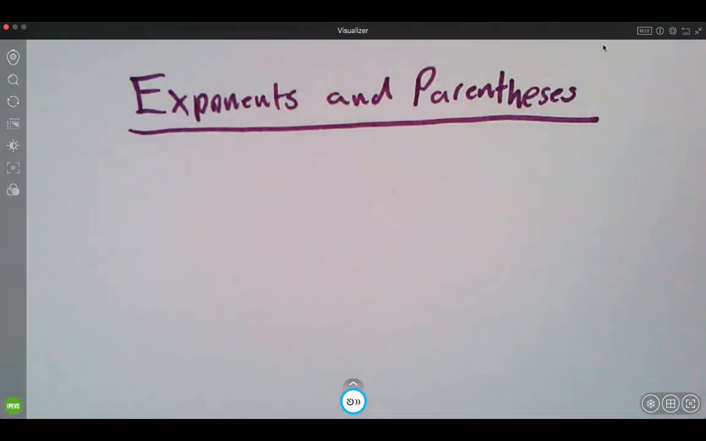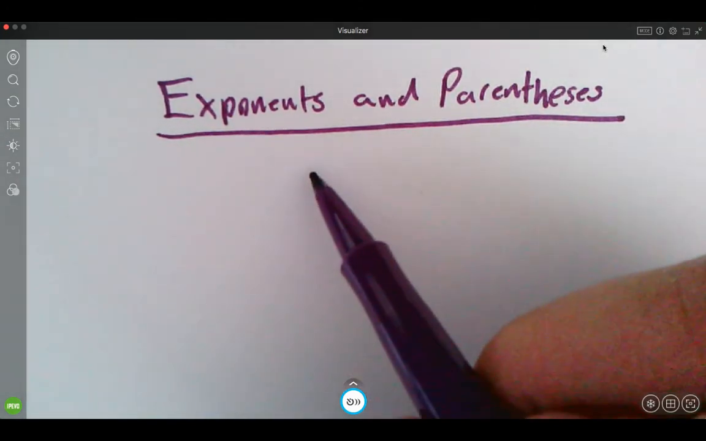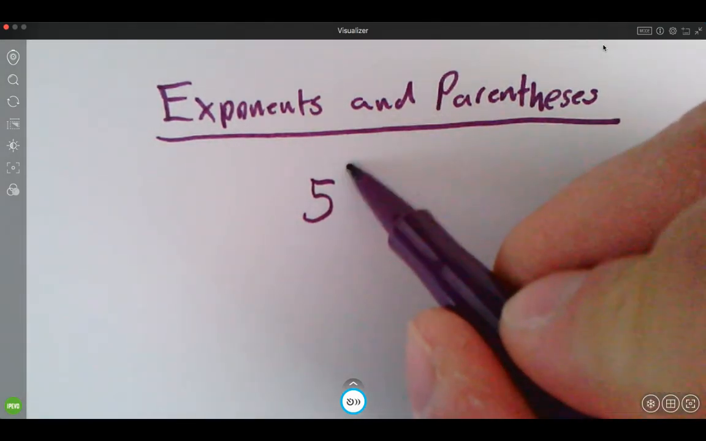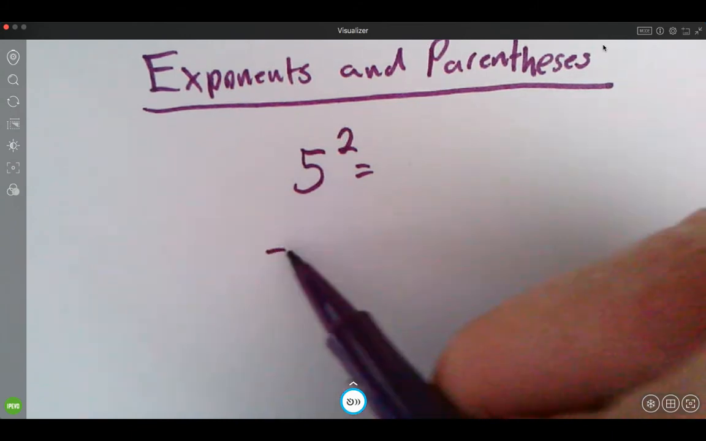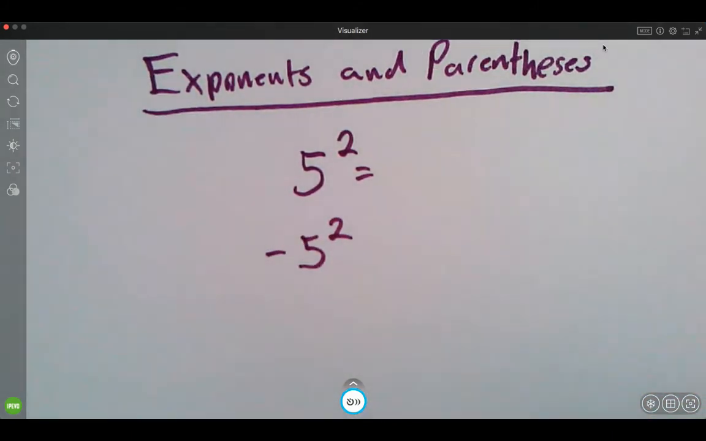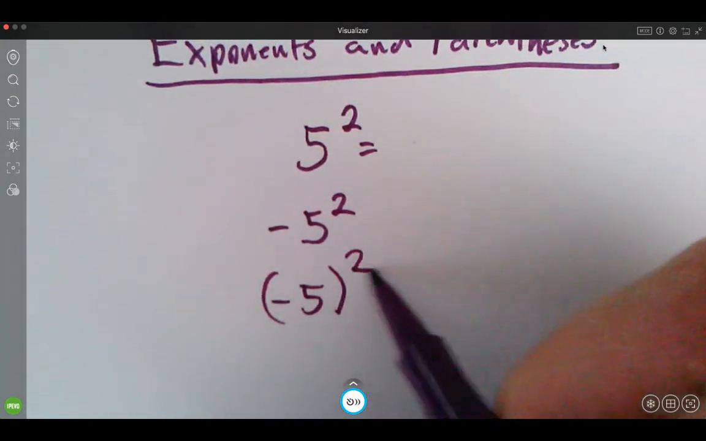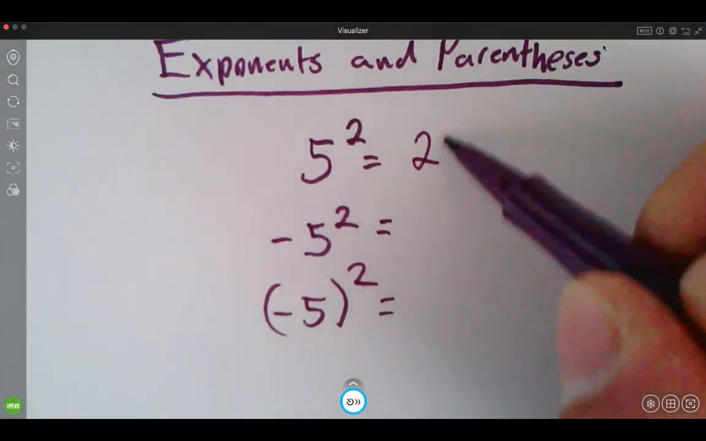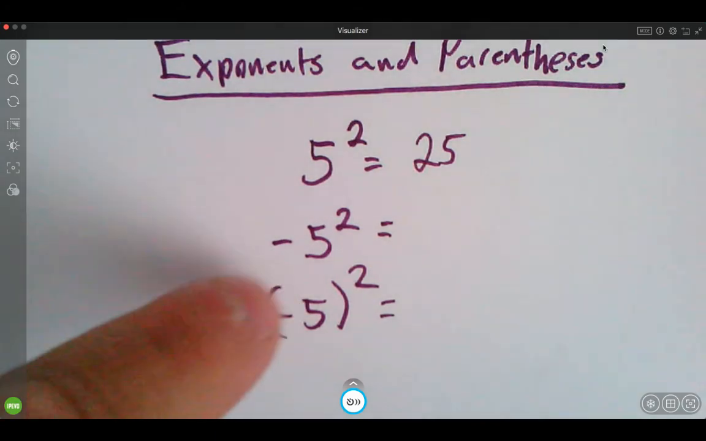So let's think, my favorite number is 5, okay? So 5. Now, if you square 5, you know that that is 5 times 5, which is 25. Now, what about negative 5 squared, or negative 5 in parentheses squared? Okay, believe it or not, you're going to get two very different answers for these two questions.